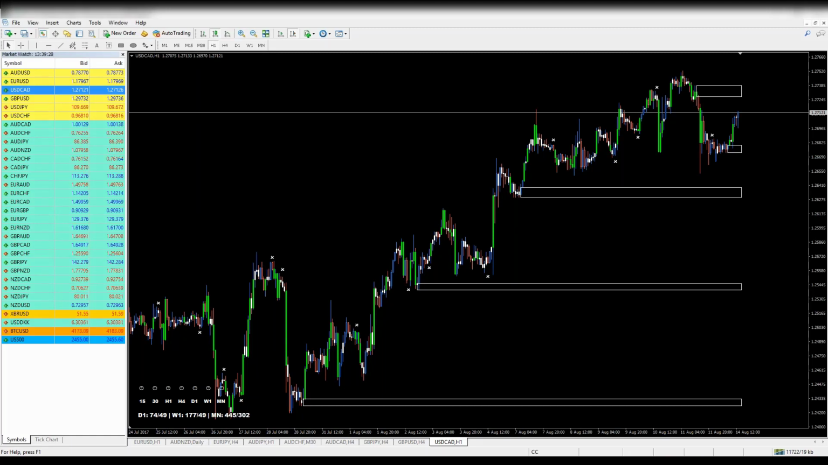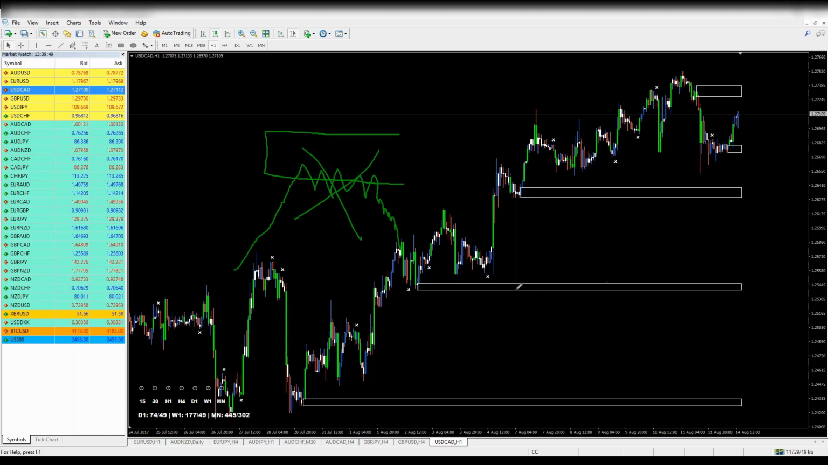So if we have an area of demand here or supply, price comes up to it. If price is able to go up and kind of move around in the area for a while before it kind of gradually leaves, I mean, that's not what you want to see at all. You want to see price come down to an area like this, accumulate for 1-2 periods, and then leave very quickly.